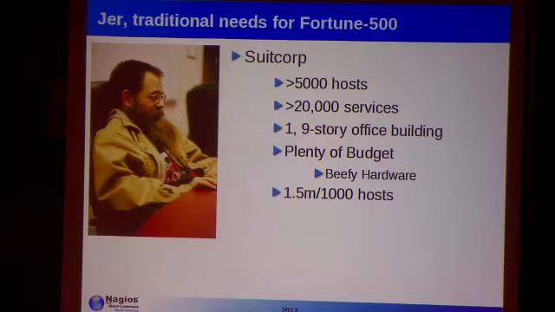Anyway, so here's the scenario I made up for Jer. Jer is one of 3 sysadmins at Suit Corp. I wrote these down, by the way, so that I wouldn't forget them. He's a sysadmin at Suit Corp, a Fortune 500 style company with less than 5,000 servers. His environment is all on site in a 9-story office building. Sorry, it consists of a hodgepodge of Windows, AIX, and a few Linux boxes here and there.